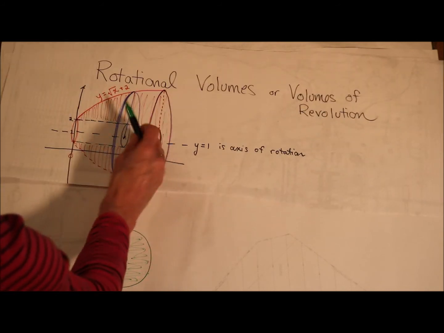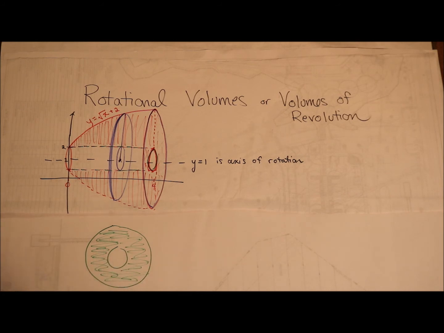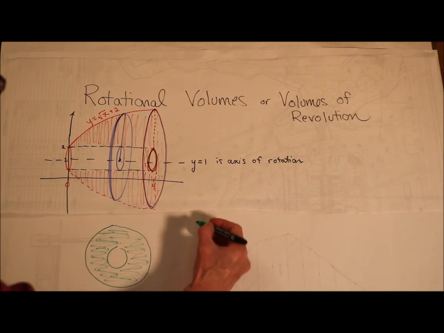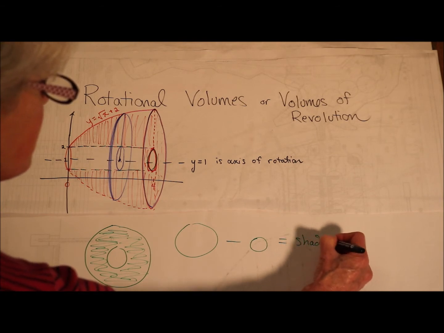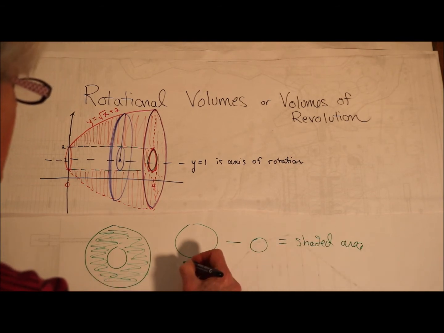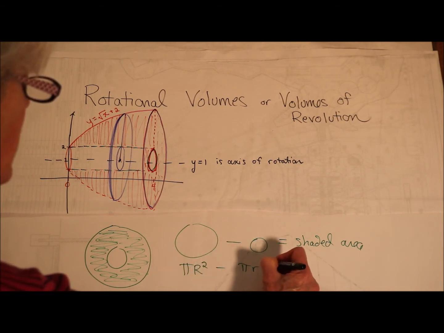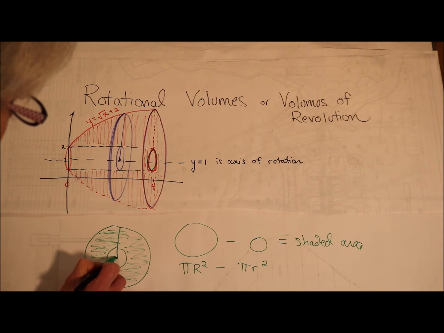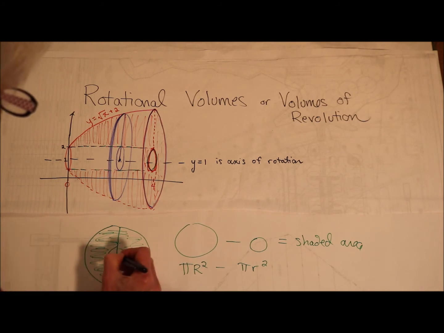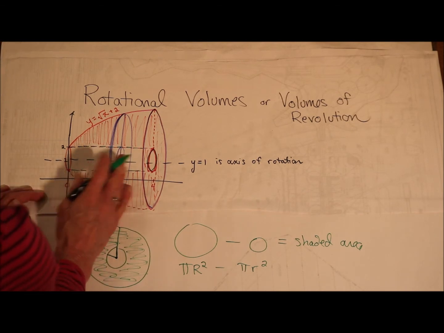So to find the area of that washer, I am going to have to find the shaded area. Now we know how to find the shaded area. It's the big circle minus the little circle. That's going to give me my shaded area, right? So it's going to be pi times the big radius squared minus pi times the little radius squared. The big radius being that thing and the little radius being that thing. Okay? I should really just draw it like this though, because otherwise that's going to be confusing.